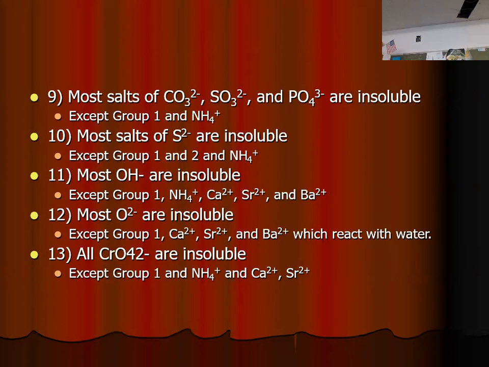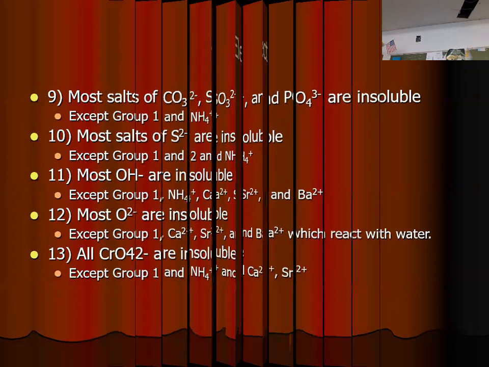There are some exceptions, and you can look at the exceptions. OHs are insoluble, but I know group 1 is always soluble. I've already learned that. NH4 is always soluble. I've already learned that. And I know that strong bases are soluble: group 1, plus Ca, Sr, and Ba are the strong bases. That's just how I remember that.